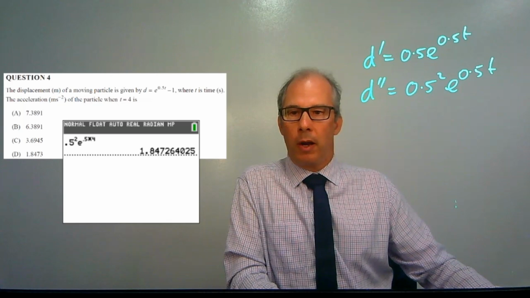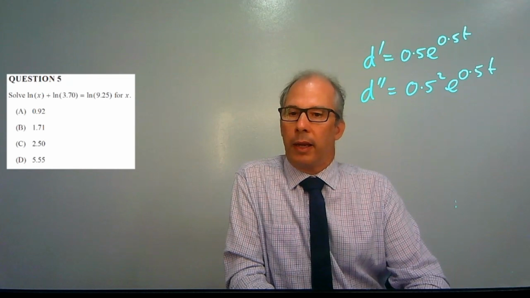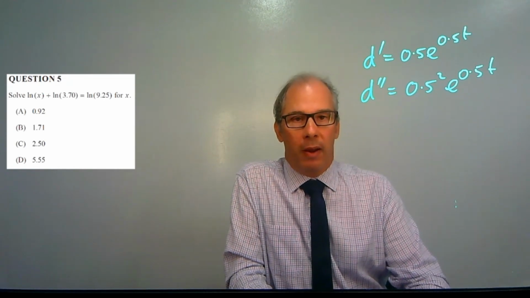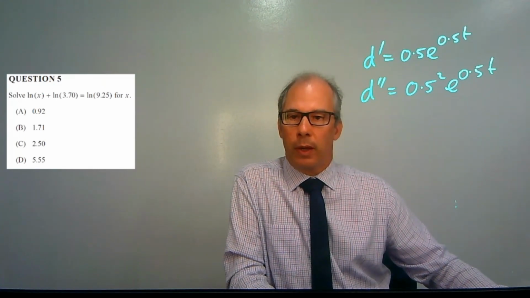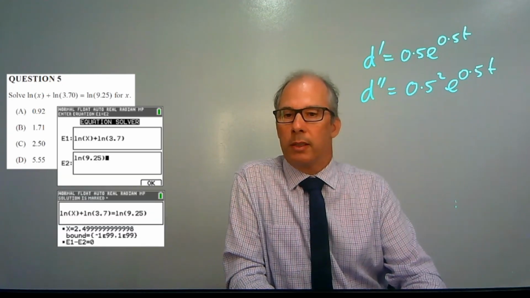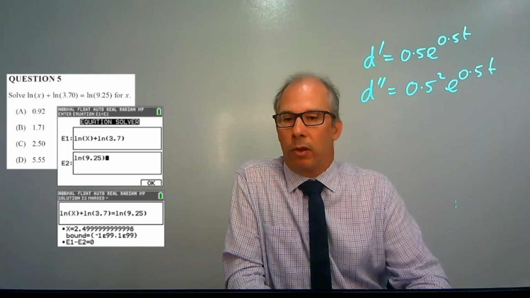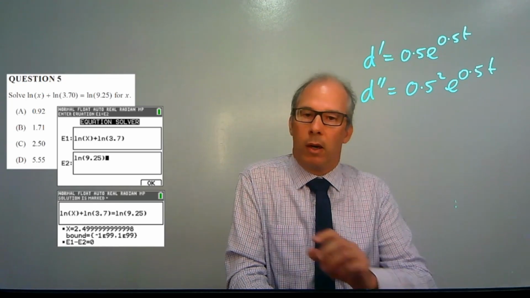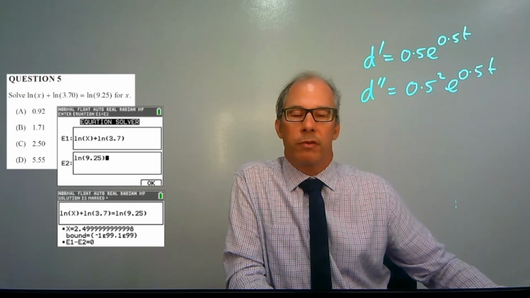Question 5 is a fairly straightforward calculator question. Solve ln x plus ln 3.7 equals ln 9.25 for x. I'm using a TI-84 calculator here, but you could use whatever solve program you wanted to. I've just used Solver to set up my equation and solve for x, and I get 2.499999, which is rounded to 2.5, which is answer C for question 5.